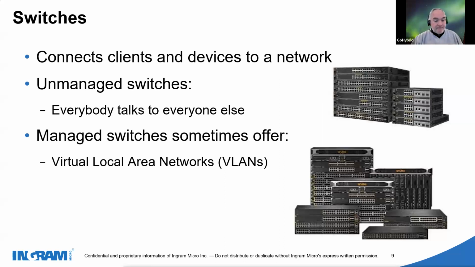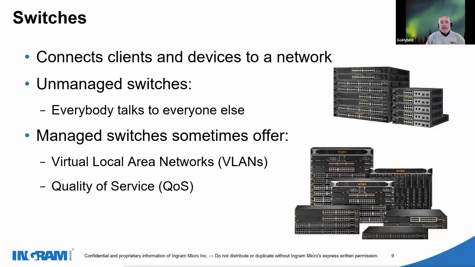There's a feature called quality of service available on some switches. Quality of service guarantees bandwidth to certain network ports in the event of a slowdown or any sort of traffic problems on the network. So why is that important?